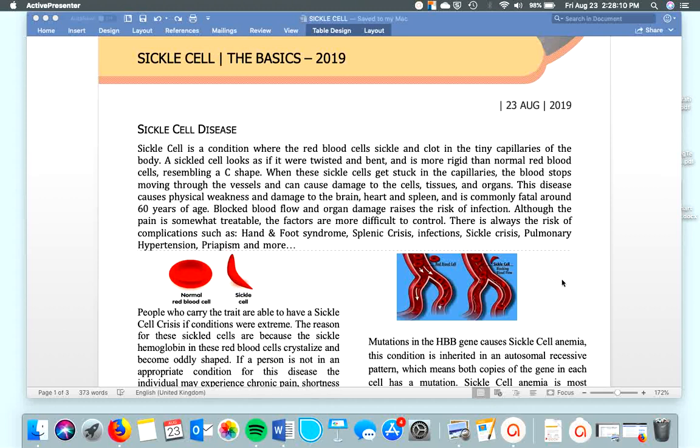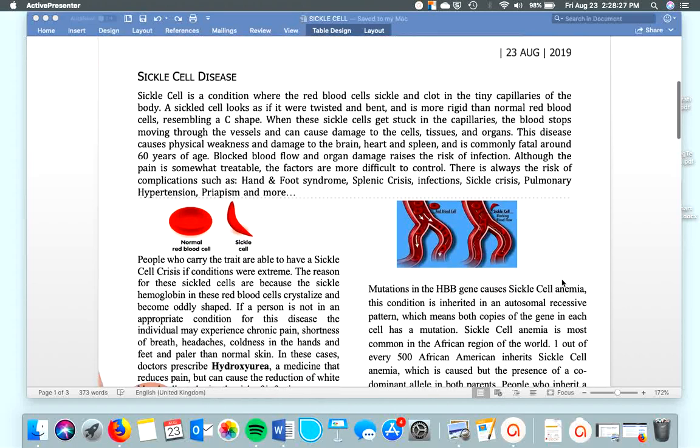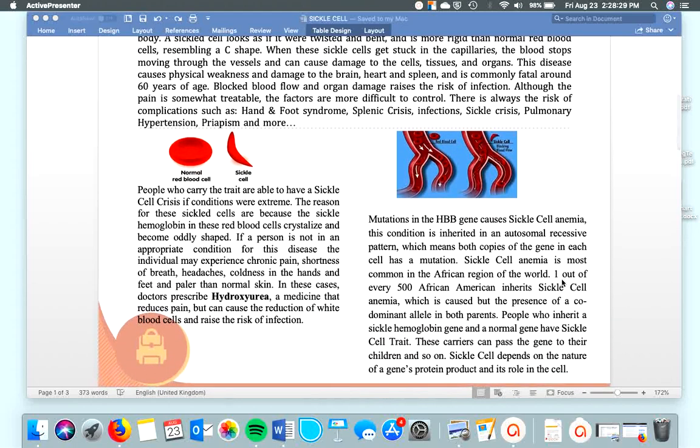Although the pain is somewhat treatable, the factors are more difficult to control. There's always the risk of complications such as hand and foot syndrome, splenic crisis, infections, sickle crisis, pulmonary hypertension, and more. So this is what a normal red blood cell looks like, and this is what a sickle cell looks like. So people who carry the trait are able to have sickle cell crisis if conditions are extreme.